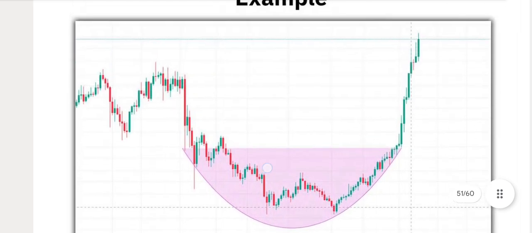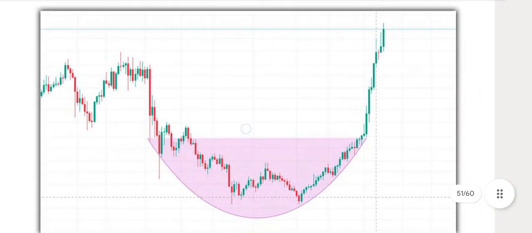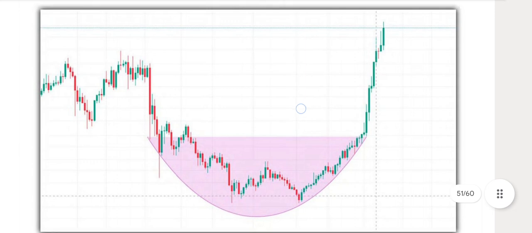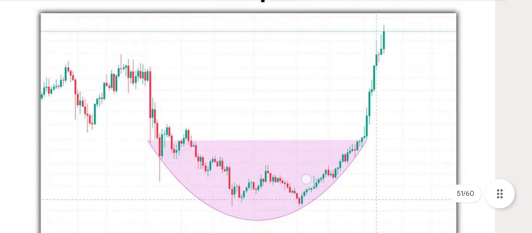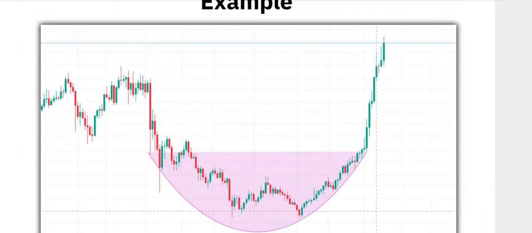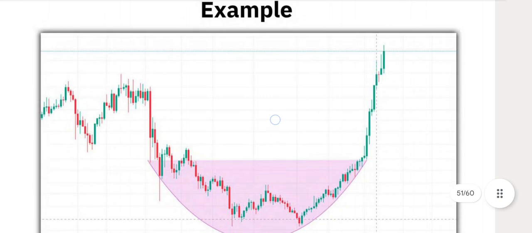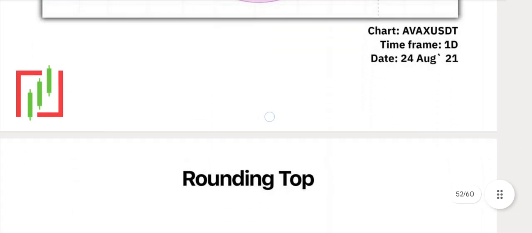Look, very beautiful. Marking the rounding bottom, taking the resistance point and marking it, and waiting for a retest and a candle confirmation. Remember to enter your trade after the candle close. All right. Then remember to use a ratio of 1 is to 3 to know where to place your take profit.